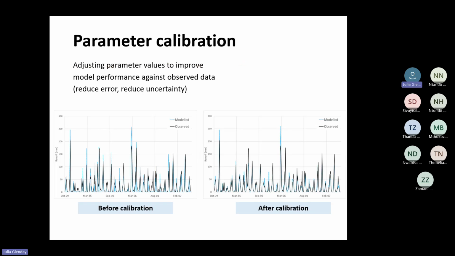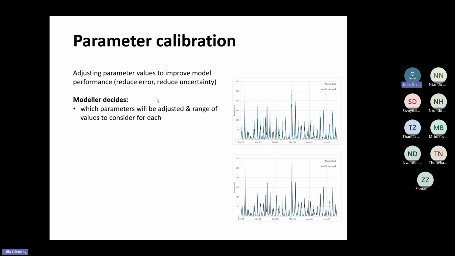To improve the model's performance through calibration, you are just adjusting parameter values and trying to see if your performance statistics improve, and that would also reduce your uncertainty when you then apply the model to scenarios going forward.